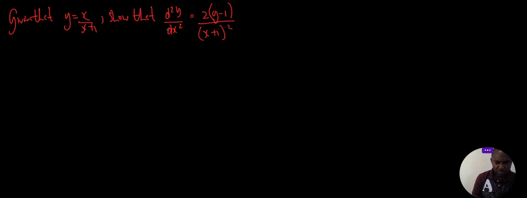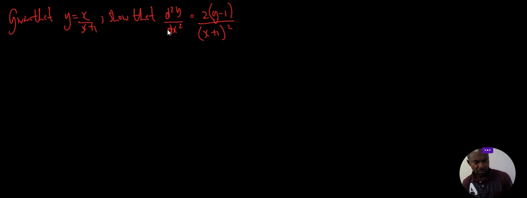Now let's look at another example. This one says, given that y equals x over x plus 1, show that d2y by dx squared is equal to 2 times y minus 1 all over x plus 1 squared.